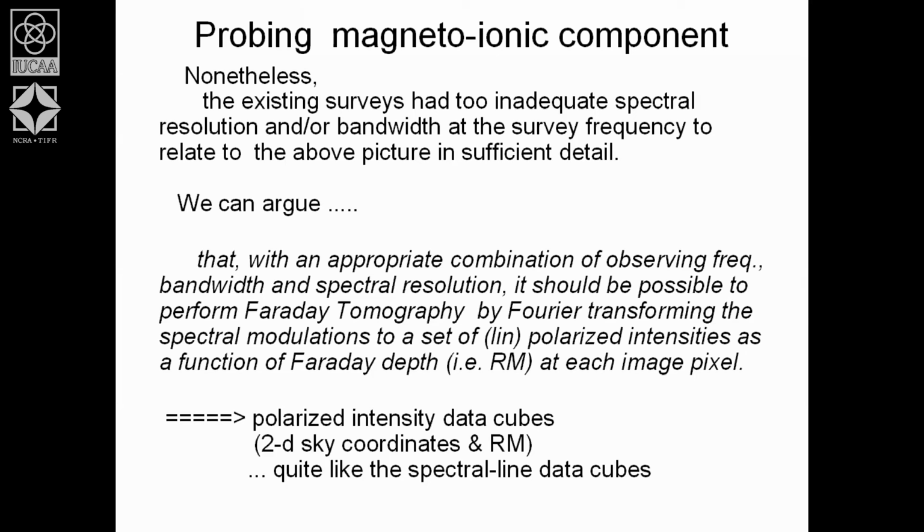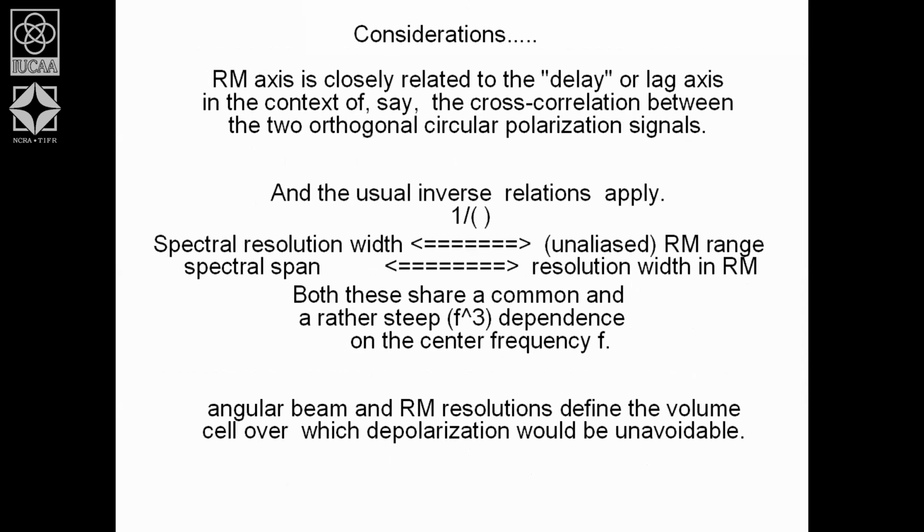So what you will get is a polarized intensity data cube, where the two-dimensional sky coordinates, the right ascension and declination, or whatever other coordinates you might choose to describe the plane of the sky, and the depth will be the rotation measure. And this will be analogous to the spectral line data cubes, where the frequency is the axis. And of course the standard considerations hold good in terms of the resolution you can get. How much lambda squared range you have will decide the fineness in the rotation measure values that you can distinguish.